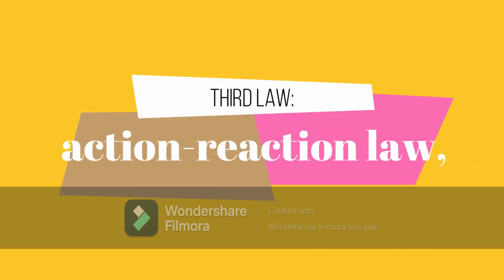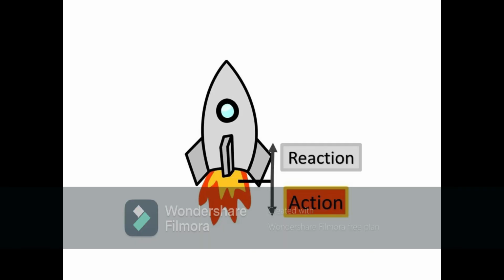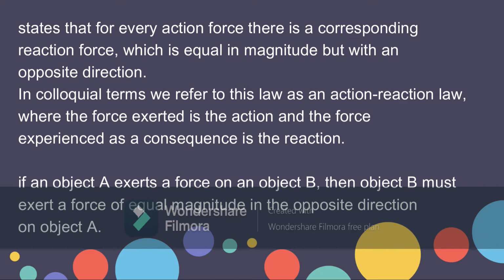Finally, we get to the last law, the action and reaction law. This one states that for every action force there is a corresponding reaction force, which is equal in magnitude but with an opposite direction. In colloquial terms, we refer to this law as the action-reaction law, where the force exerted is the action and the force experienced as a consequence is the reaction. If an object A exerts a force on an object B, the object B must exert a force of equal magnitude in the opposite direction on object A.